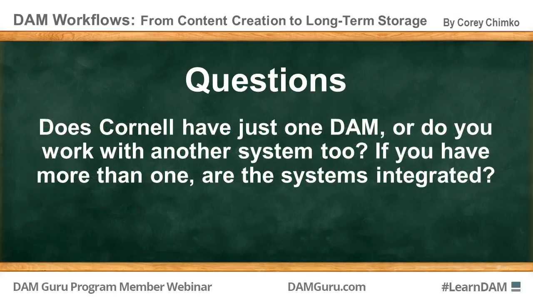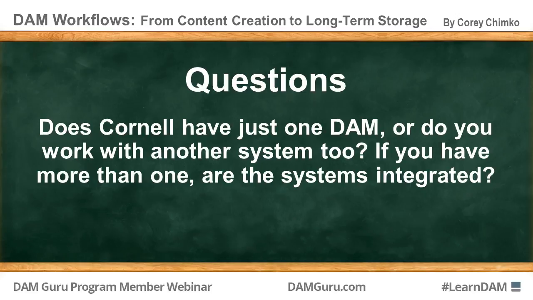Does Cornell have just one DAM, or do you work with another system too? If you have more than one, are the systems integrated? So this is actually one of my pet peeves at Cornell, is that it's a gigantic campus with a lot of distributed departments and so forth. It's very decentralized. We do have more than one system at Cornell.